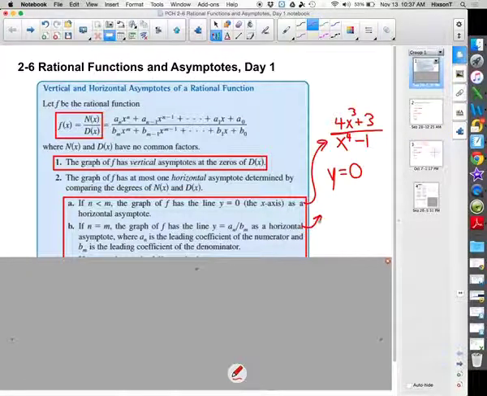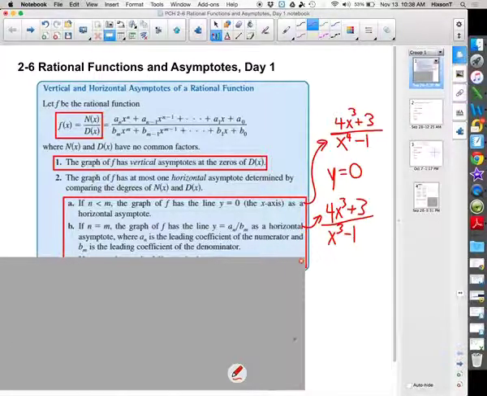So in this case, instead of what we have here, let's say we had 4x cubed plus 3 over x cubed minus 1. Here the degrees are the same, they're both cubed, so we would say that there's a horizontal asymptote at y equals what over what? 4 over 1. The leading coefficient there is 1, so y equals 4 would be a horizontal asymptote for that graph.